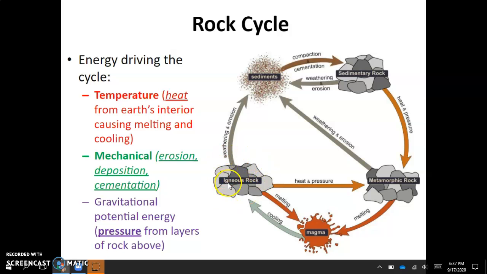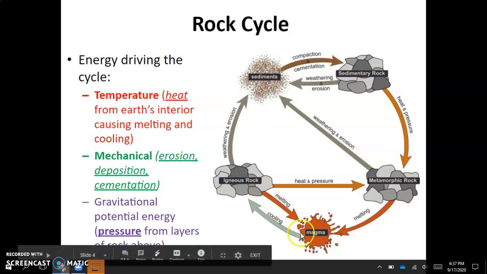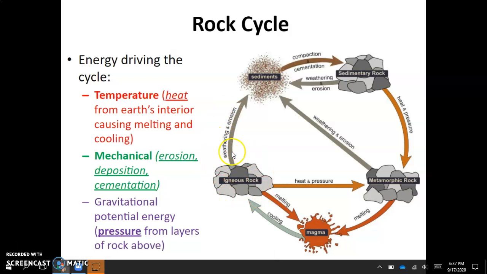Also, this igneous rock could get buried deeper within the earth, be exposed to high temperatures, and wind up melting again. So it could become magma. It could get caught in this process where the magma cools, becomes rock, heats up and melts again, and goes back to magma. Igneous rock can also be subjected to weathering and erosion. If this rock gets broken down, the little crumbles that fall off of it will turn into sediments. So this igneous rock could go one of three ways.